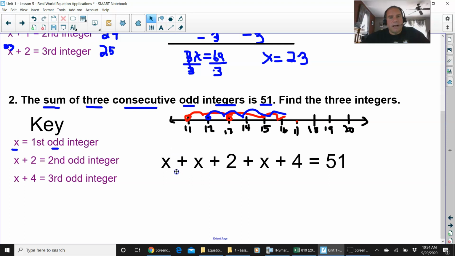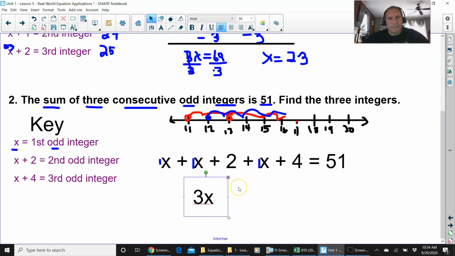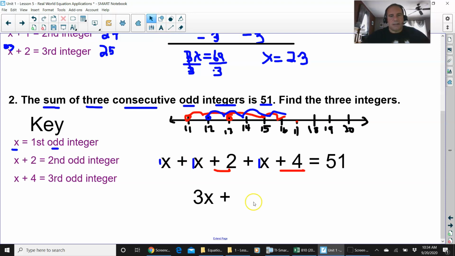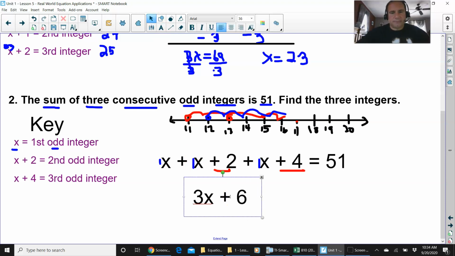So here we go. Obviously, with this equation, we are going to combine like terms. And I hope you're ahead of me a little bit here. So you have this equation right here, and this is 1x. This is another x. This is another x. So obviously, we're going to have 3x there. And then we are going to combine the rest of the like terms. We have plus 2 and plus 4. That is going to be plus 6. All of that is equal to 51.